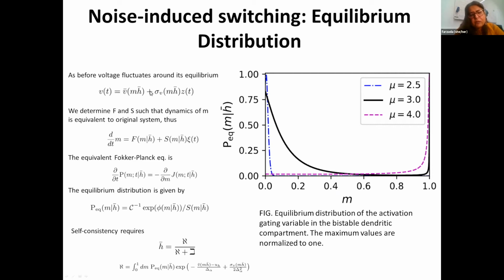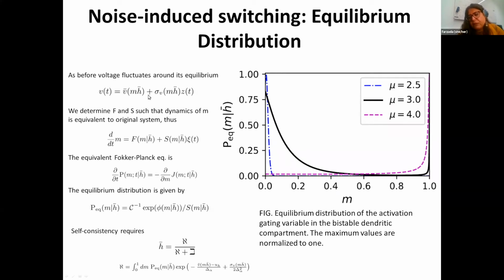Then the Langevin equation for voltage becomes V_t equal to some voltage average that depends on M as well, and on H bar, which is a value that we need to determine self-consistently, plus a sigma V, which is a fluctuation of voltage, M and H, and then you have some Gaussian variable here, which has some time scale of tau effective, basically. And then our goal is that the time scale tau M is much larger than this time scale of the voltage fluctuation.